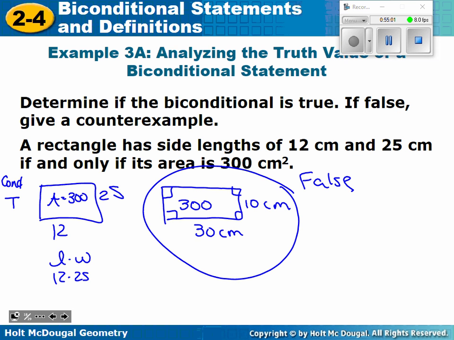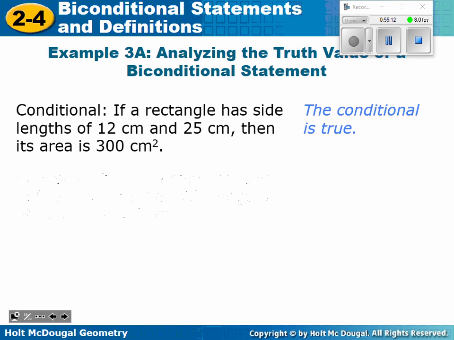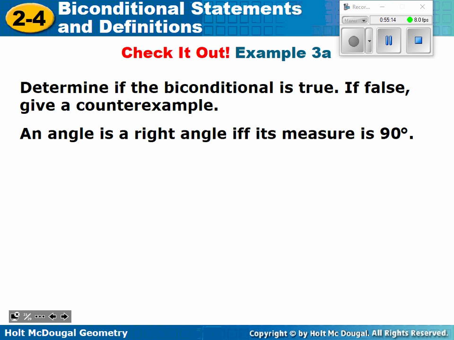So again, it has to be true both directions for the whole entire biconditional to be true. So try it both ways and see. Does that make sense? Okay. Decide if that's true or false. If it's false, give a counterexample.